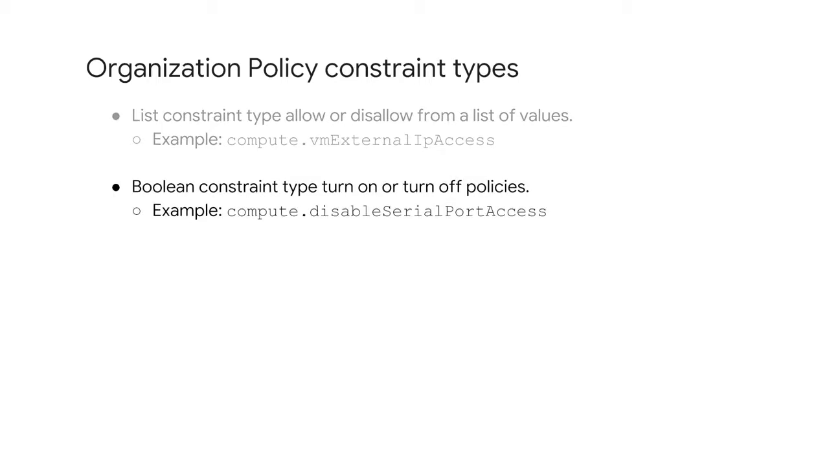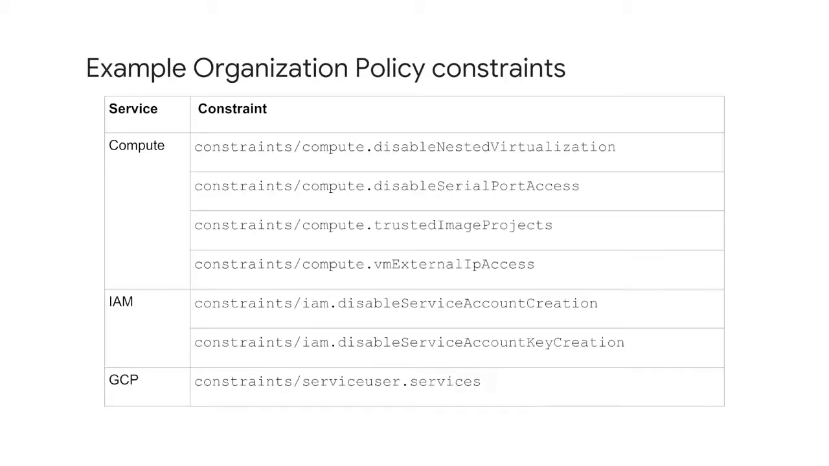Boolean constraint types turn policies on or off. An example of this constraint type would be the compute.disable serial port access constraint. Of course, there are many different constraints for different GCP services. The slide shows a few more constraints that are available for some other services.